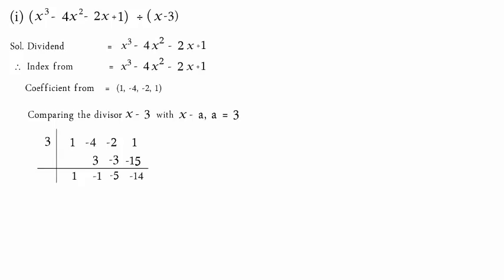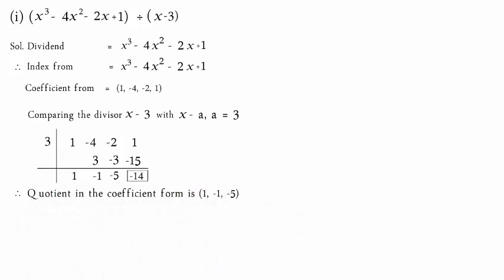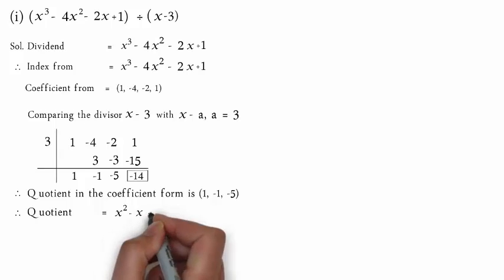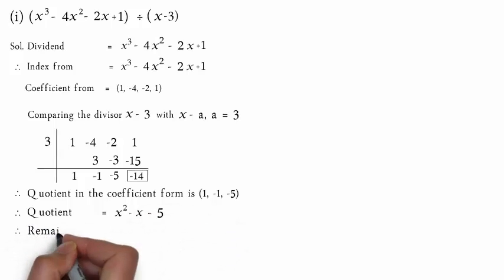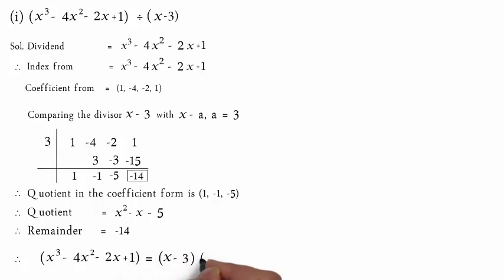It becomes minus 14. Therefore, the quotient in the coefficient form is 1, minus 1 and minus 5. Therefore, the quotient is x² minus x minus 5, and the remainder is minus 14. Therefore, x³ minus 4x² minus 2x plus 1 is equal to (x minus 3)(x² minus x minus 5) minus 14.